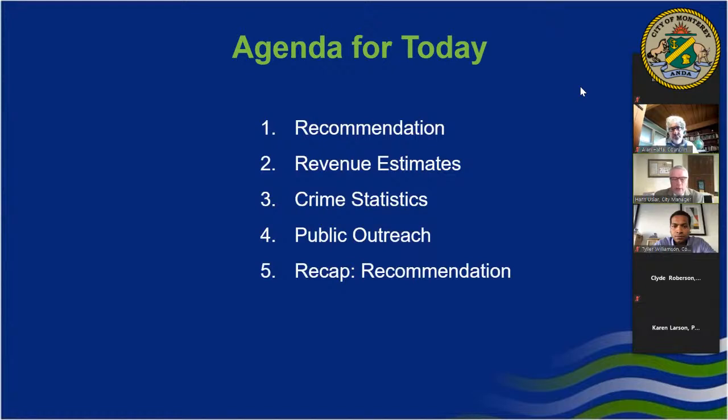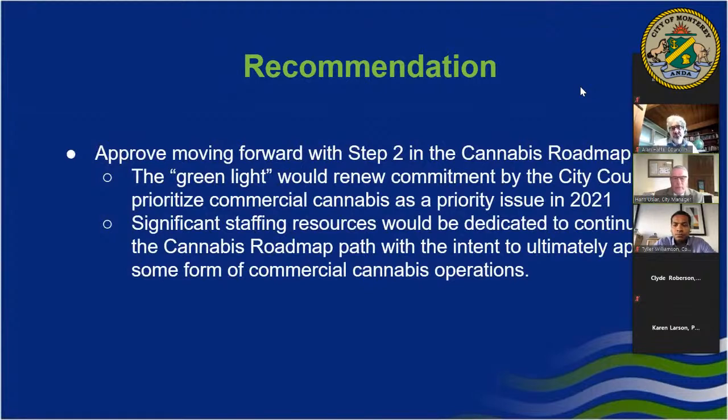And at the end of that, we will bring forward our recommendation, which is that we think we have found enough support to continue walking down the roadmap for cannabis implementation. We would just ask you today to say, okay, keep doing what you're doing. It would reaffirm the guidance you gave us on December 1st with your vote, that we continue to explore commercial cannabis as a priority work for our staff in 2021.